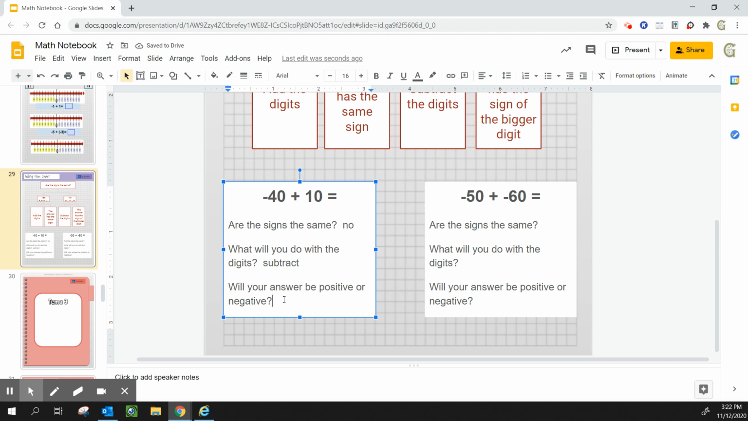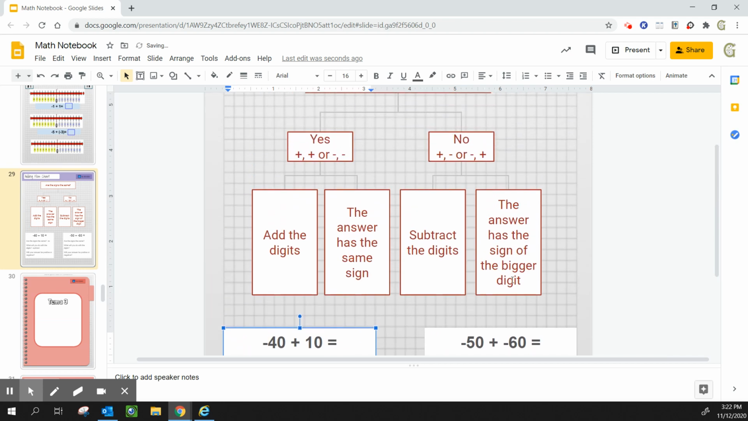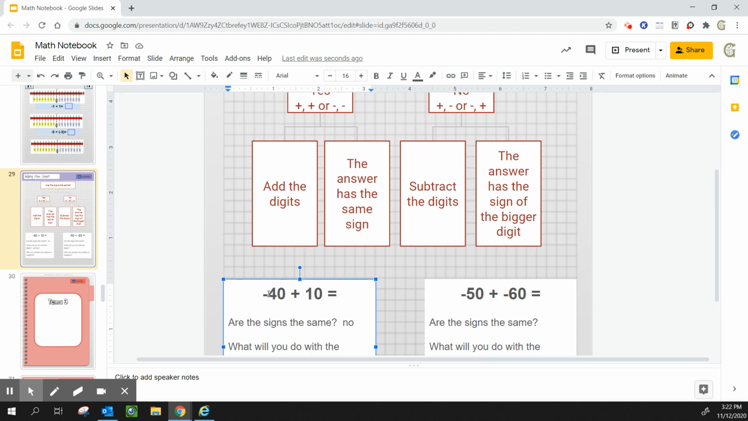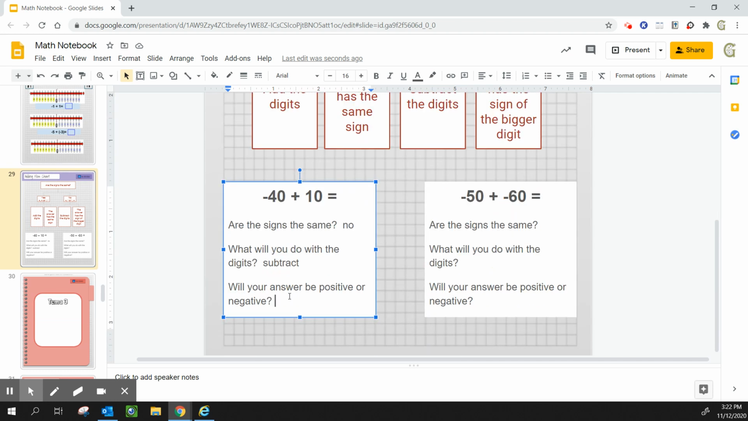And then is my answer going to be positive or negative? So on the no side, it says the answer has the sign of the bigger digit. So here we have, if I ignore the negative, a 40 versus a 10. 40 is a bigger digit than 10 is. So therefore 40 is negative, so my answer is going to be negative. So then I'm actually going to do it. So 40 minus 10, because it said subtract, right, is 30. And it was supposed to be negative, so I'm going to type negative 30 for my answer.